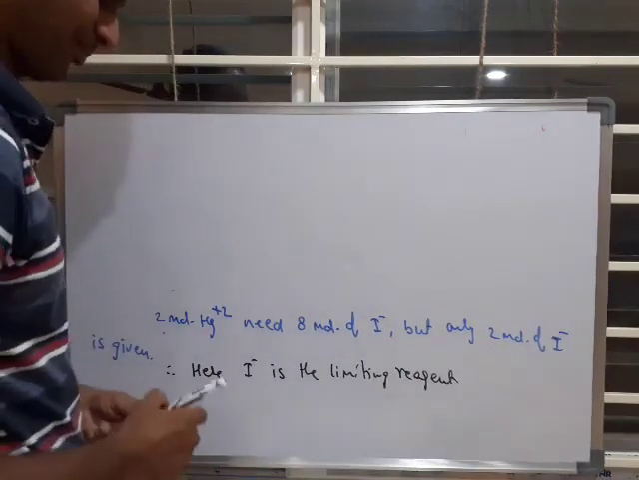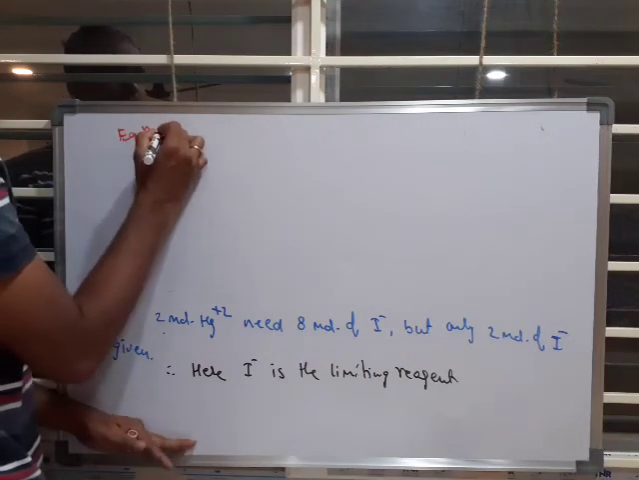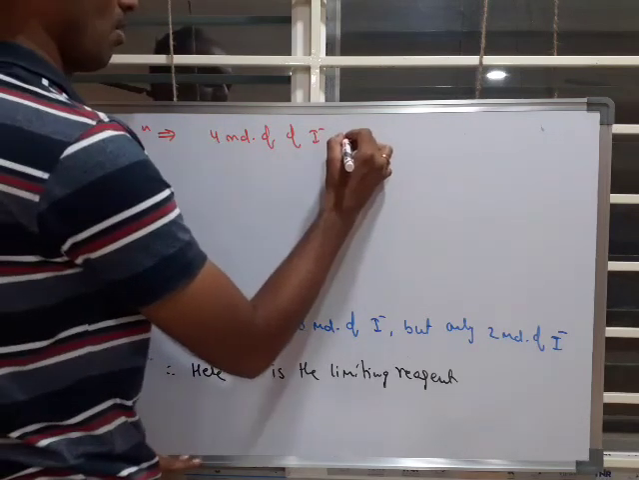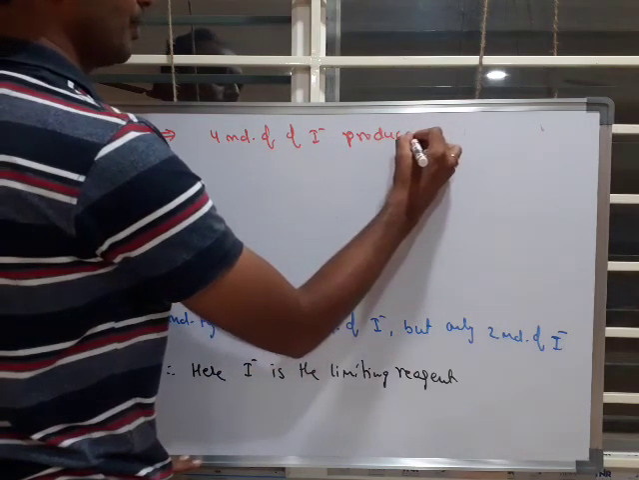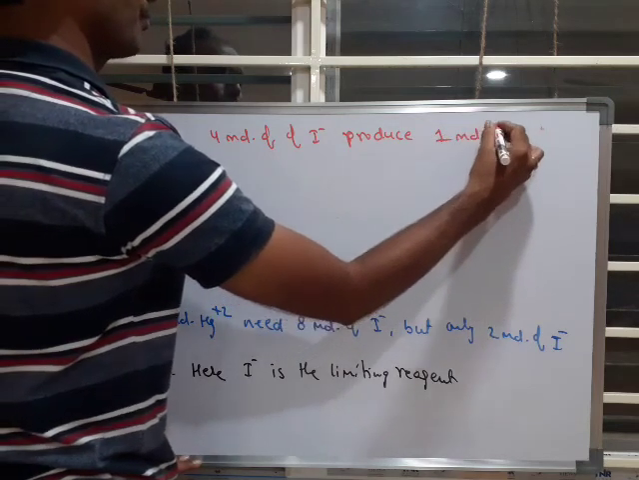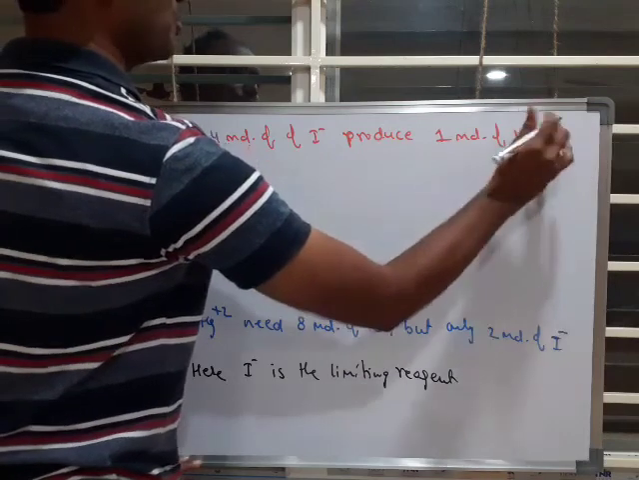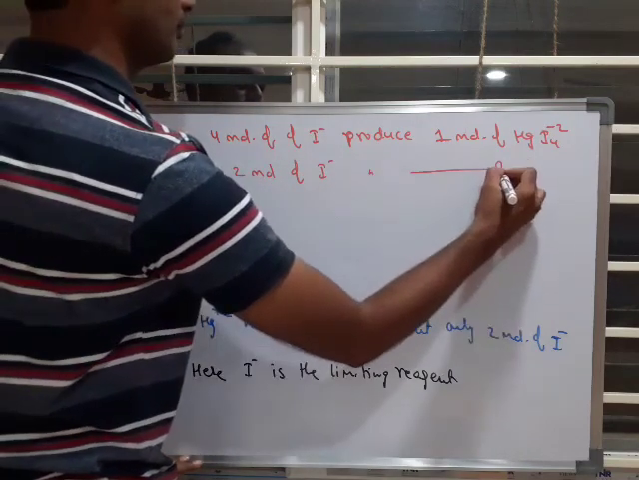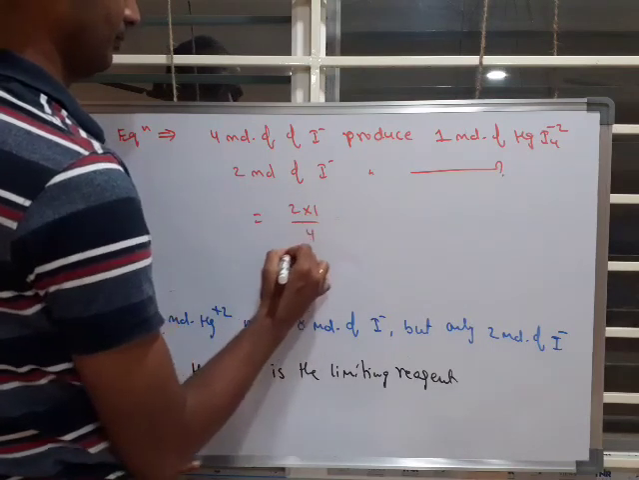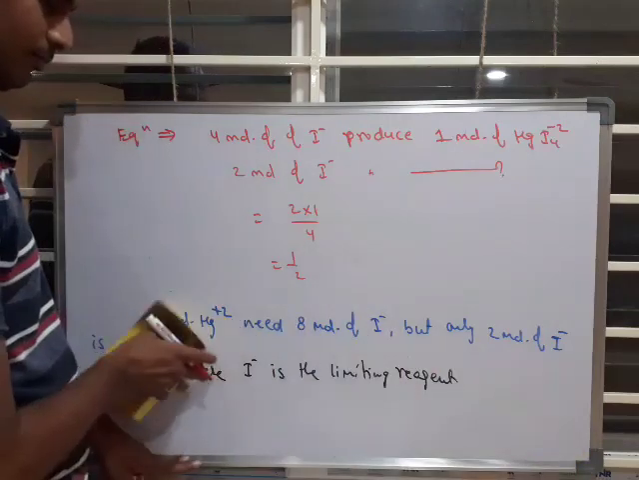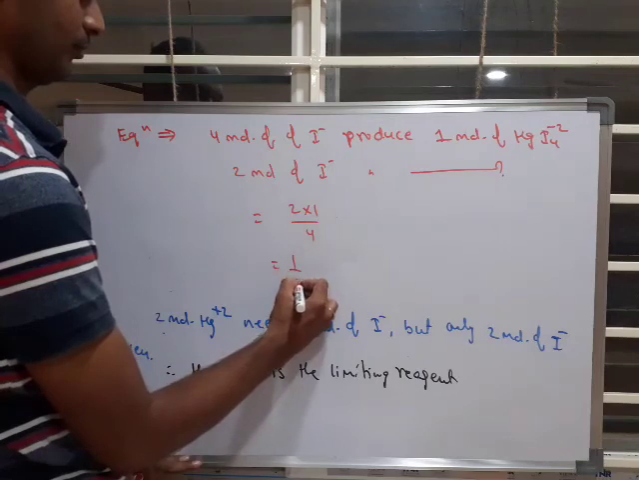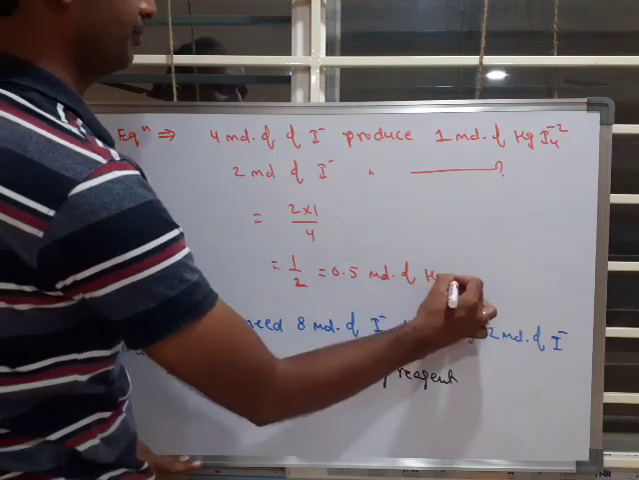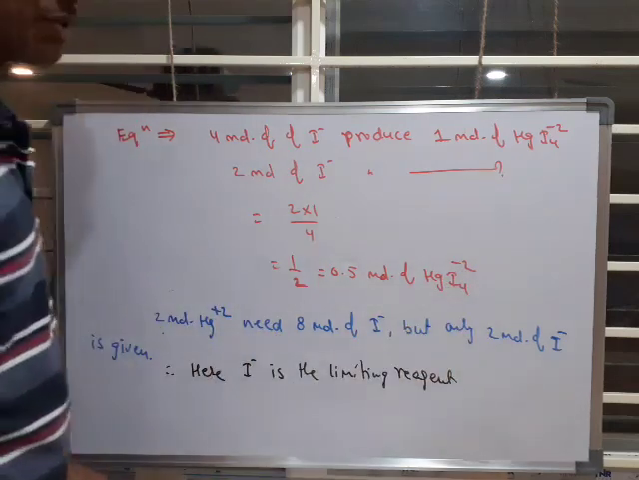So according to the balanced equation, we can write: 4 moles of I minus produce how much? 1 mole of HgI4 minus 2. Then what about 2 moles? 0.5 moles of HgI4 minus 2 will be formed.